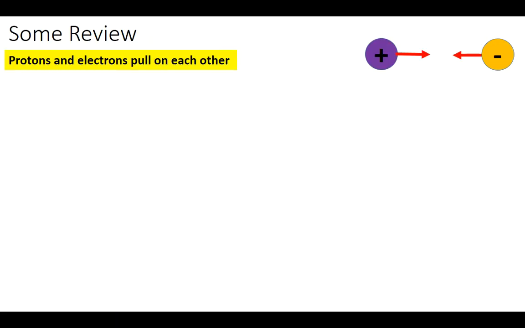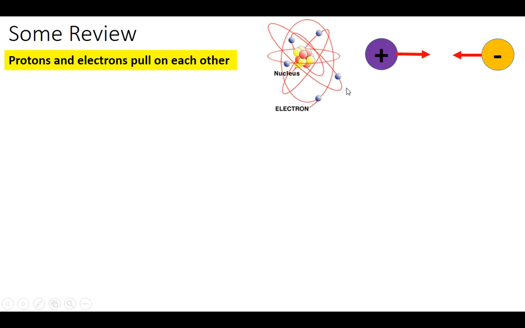So for some review. First thing that we got to talk about and remember is how protons and electrons pull on each other. They have opposite charges, they pull just like a magnet. Opposites attract, plus attracted to minuses. And that's what keeps all the electrons buzzing around the nucleus. Otherwise they would go flying off forever, but they're attracted to the protons, so they stay around the protons.